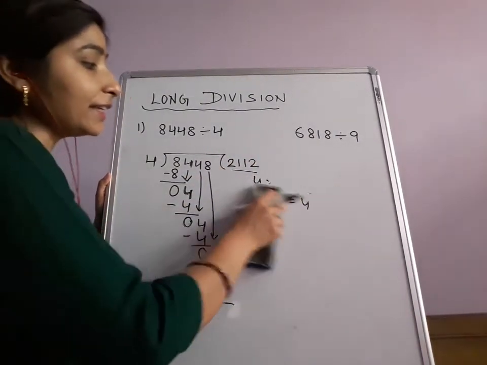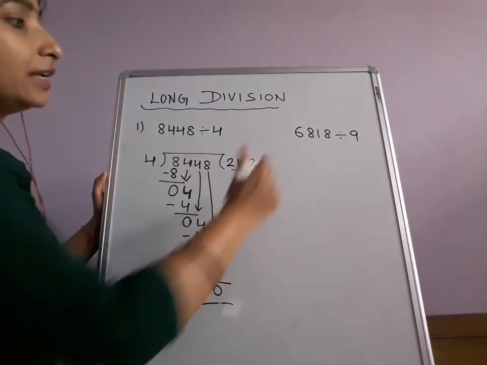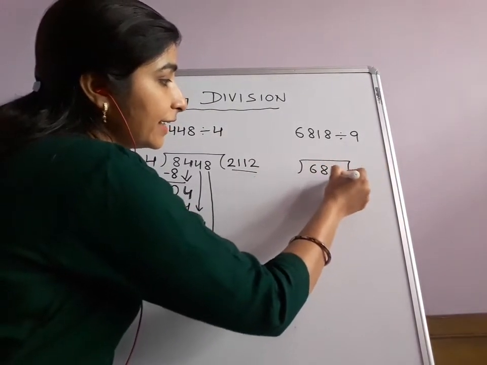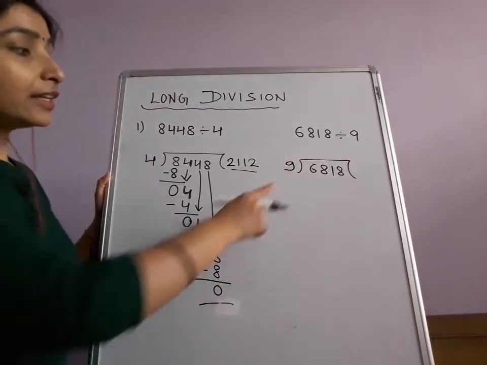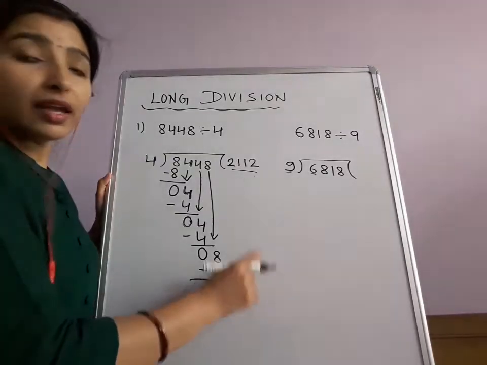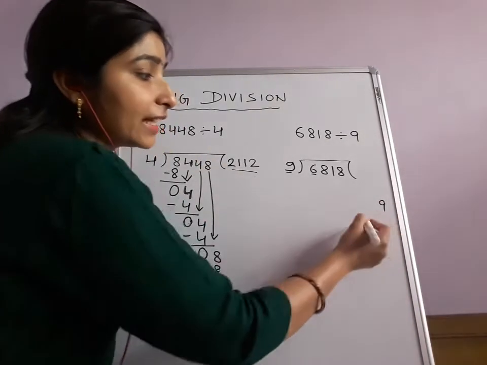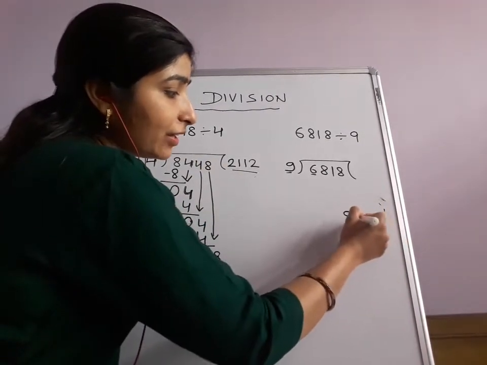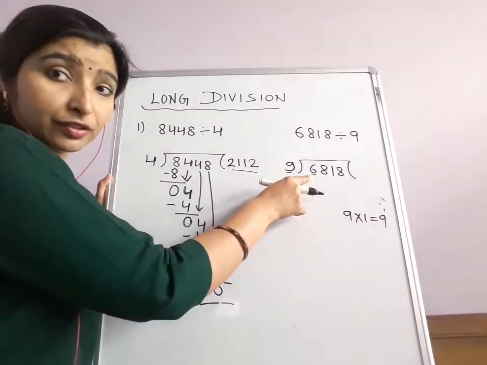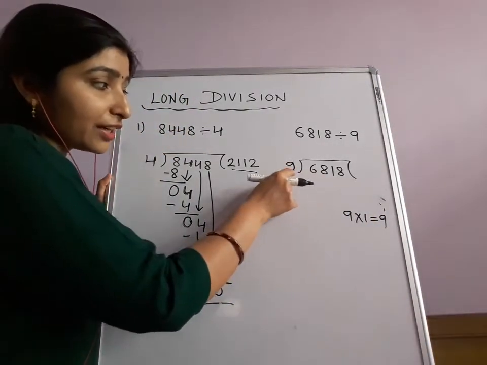Now I will take another example. I have to do 6818 divided by 9. This is a single digit number, so I will take a single digit. In the 9 table, 9 ones are 9. So 6 is less than 9, and 6 is not coming in the 9 table.